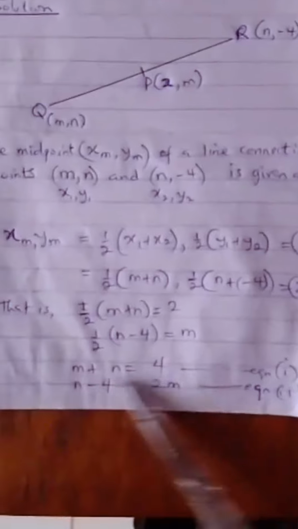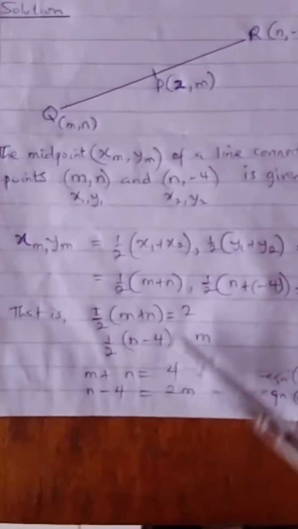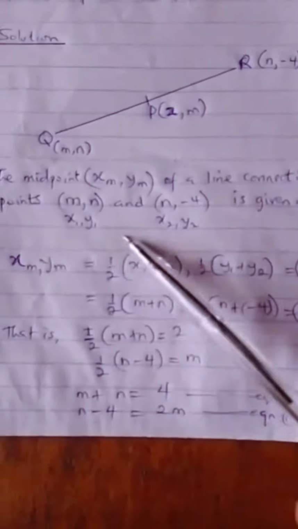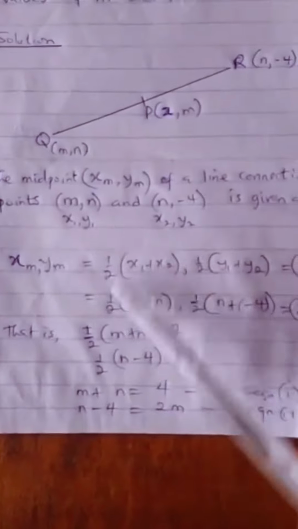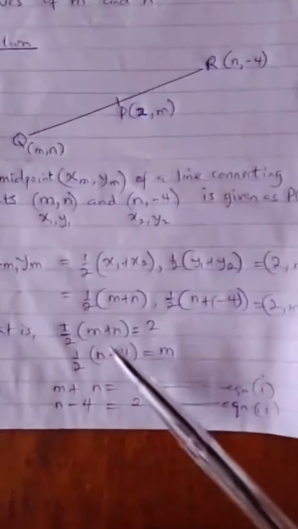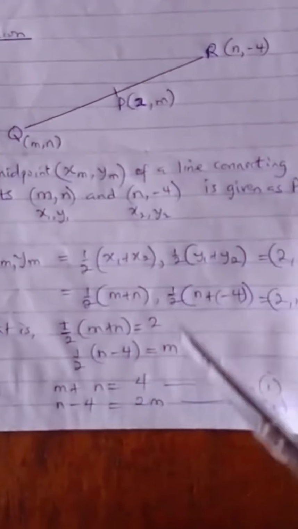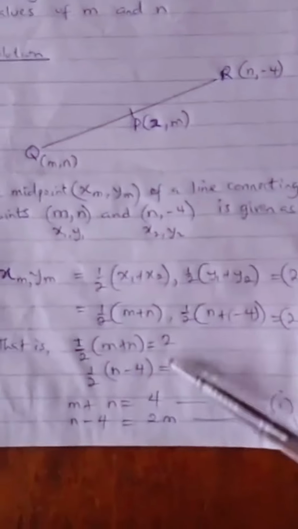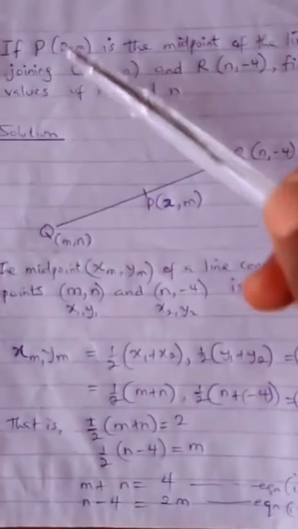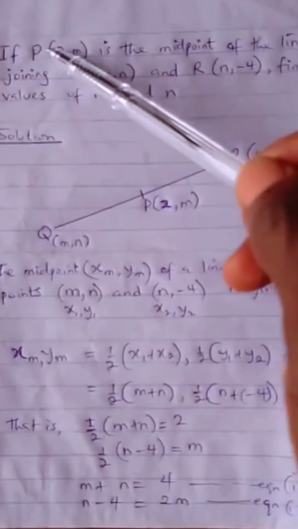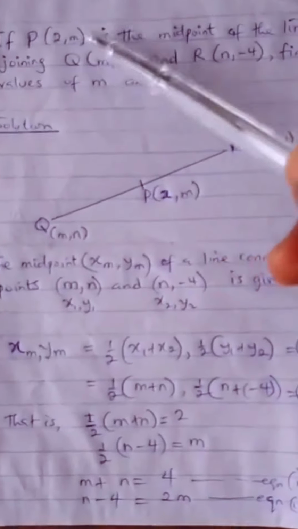We have gotten these simultaneous equations from our formula for the midpoint. We just applied it. So half of m plus n is 2, and half of n minus 4 is m. Where am I getting this 2 and m from? It's given in the question. We are given the coordinates of the midpoint, which is the midpoint of the line. These are the coordinates 2 and m.